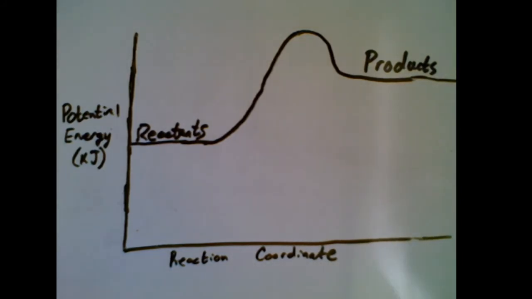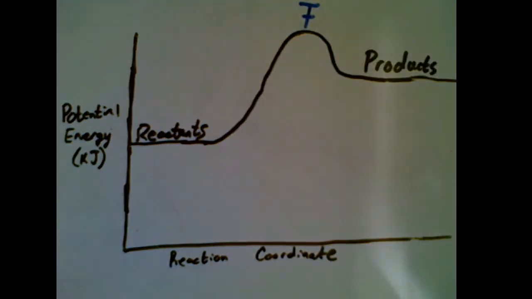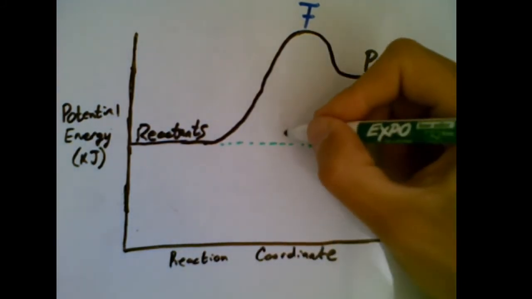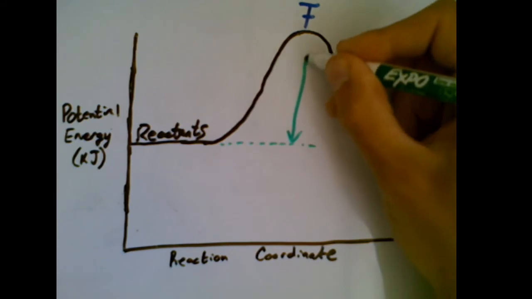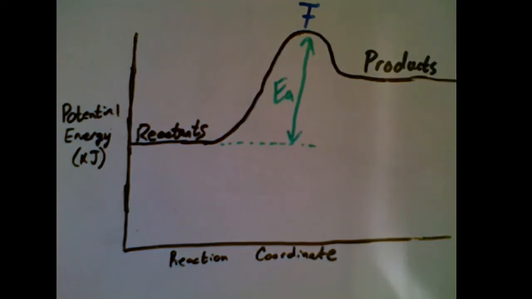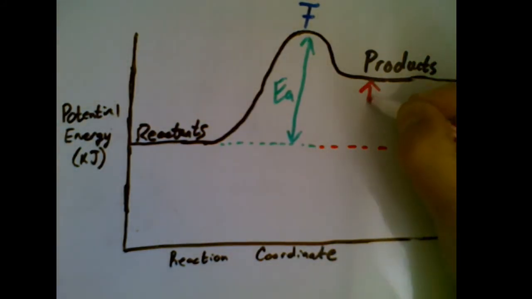Now, if we wanted to find all of the things that we talked about previously, we would have our transition state at the very peak. Your activation energy is still from the point where the reactants are to the transition state. And your delta H is still from where the reactants are to where the products are.